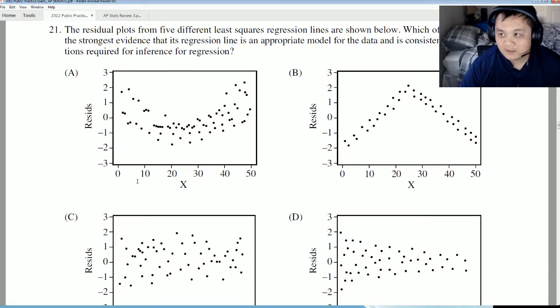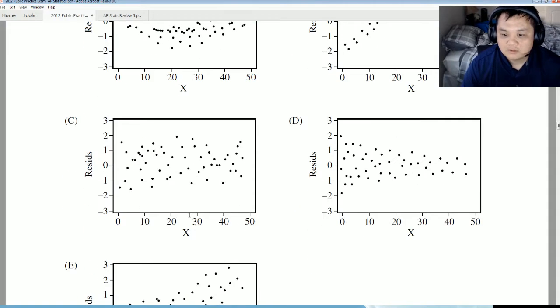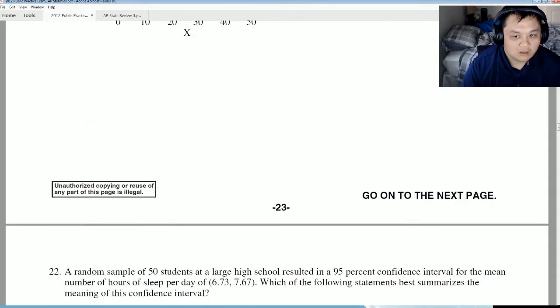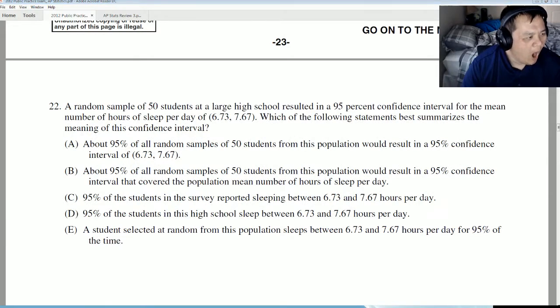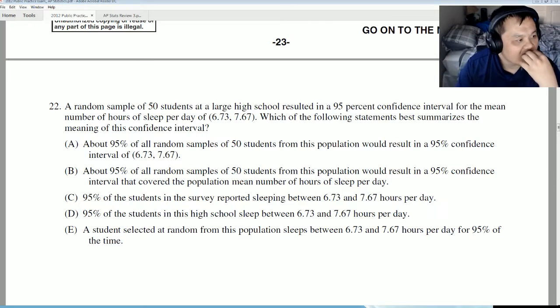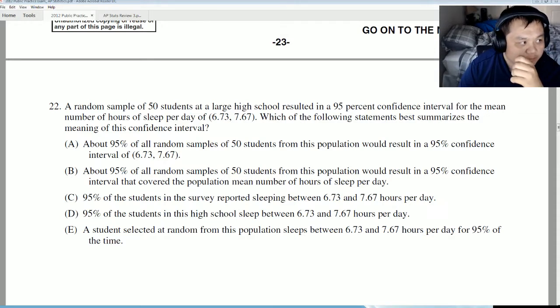Okay. It's just: which plot provides the strongest evidence that the regression line is an appropriate model? C. Correct, right? Because no pattern. Yeah, no pattern. Right? 22.